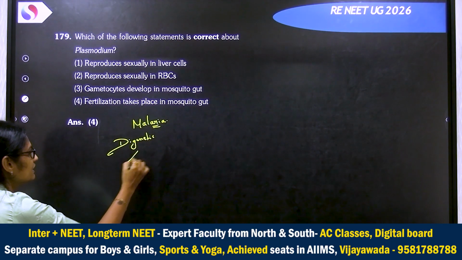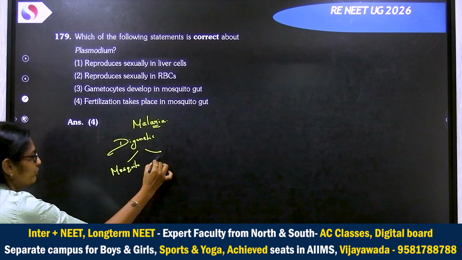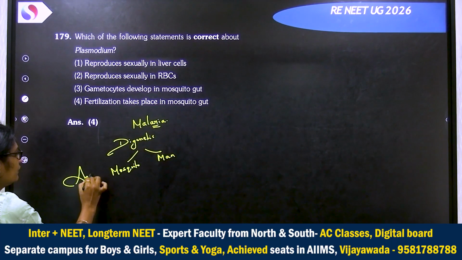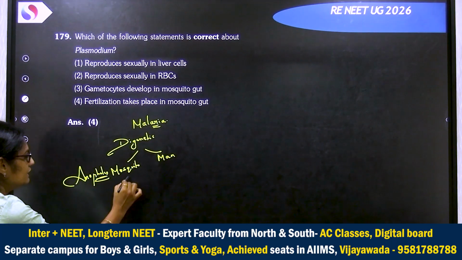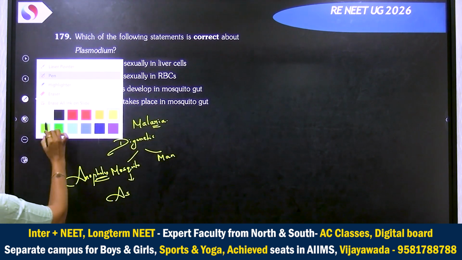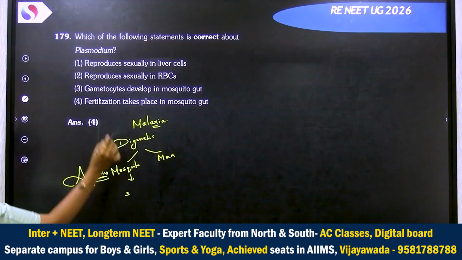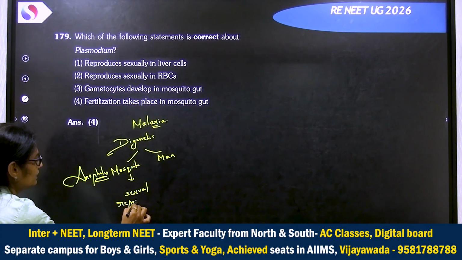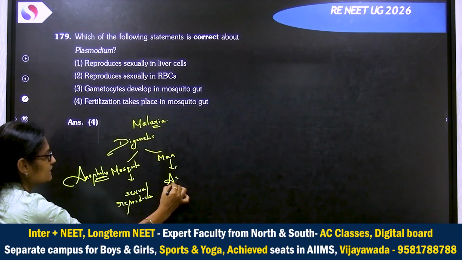What is a digenetic parasite? One will be the mosquito and the other one will be the man or human. What is the name of the mosquito? Particularly, the name of the mosquito is Anopheles mosquito, which is responsible. In the mosquito's body, what type of reproduction takes place? In the mosquito's body, sexual reproduction takes place. In the human's body, what type of reproduction takes place? Asexual reproduction takes place. So in the mosquito body, the reproduction of Plasmodium is sexual. In humans, it is asexual.